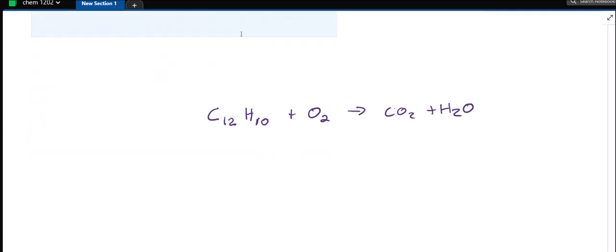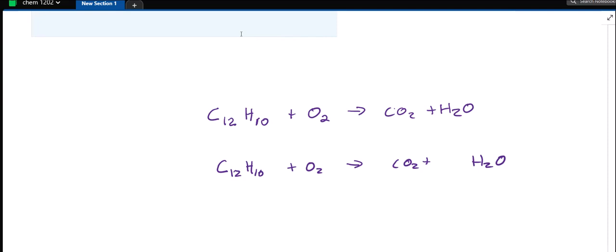Okay, I use the following method for balancing combustion equations. When I have a hydrocarbon and I'm adding oxygen and making carbon dioxide and water, this method will always get you the right answer in the fewest number of steps, because you can get some weird numbers. So start with your carbons.